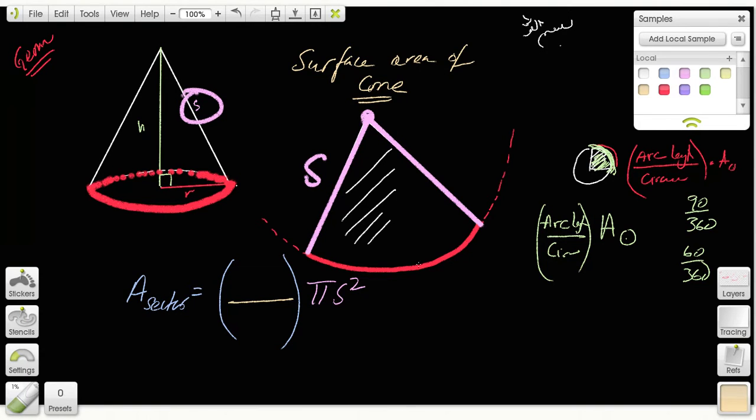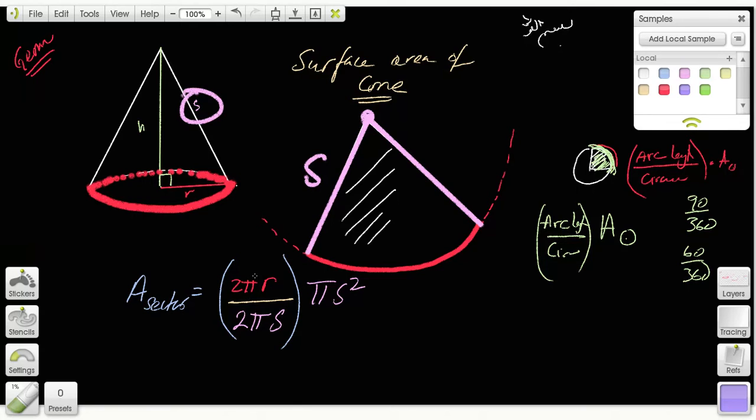So what's the arc length over here? Well, the lipstick part, that's the circumference of the baby circle. That's 2 pi r, the little r, over the circumference of the big circle. What's the circumference of the big circle? That's 2 pi s. You follow? That's 2 pi s.